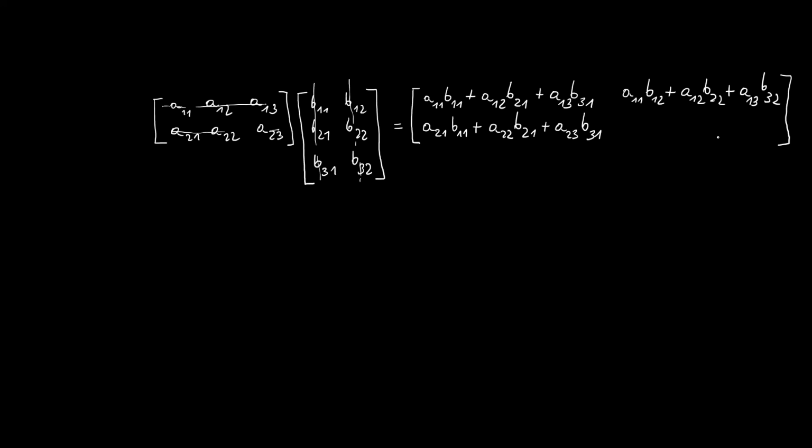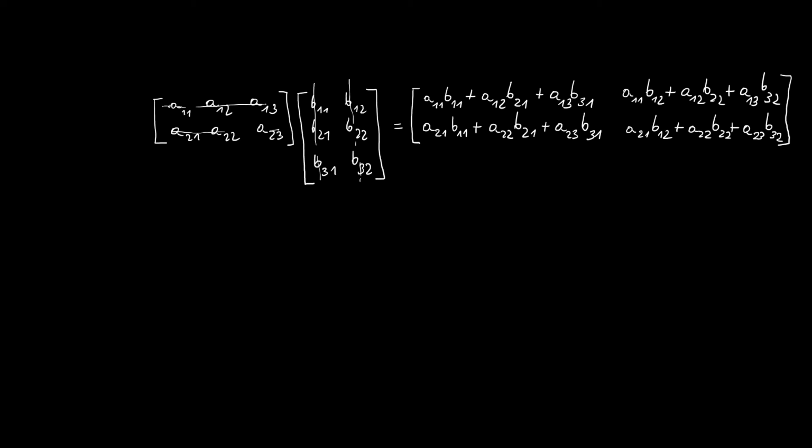And the second term of the second row in the output matrix will be the second row of the first matrix and the second column of the second matrix. So that will be A21 B12 plus A22 B22 plus A23 B32. So this is the rule of matrix multiplication.